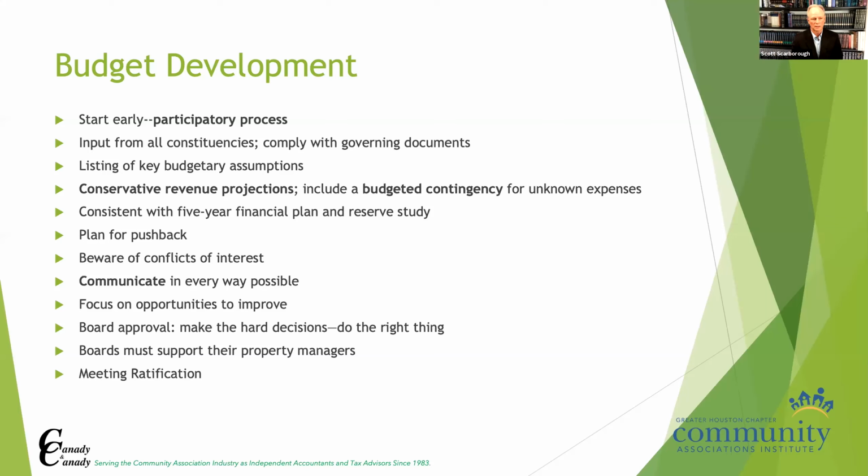Next point, budget revenues very conservatively. And I think it's always wise to have a budgeted contingency amount in the expense portion of your budget for unknown expenses that could pop up during the year. Consistent with the 5-year financial plan that'll keep you on track, and most importantly, consistent with your reserve study, which again, for those who are not familiar with that document, that's telling you how much money you need to set aside every year to keep your facilities up to date and well maintained.